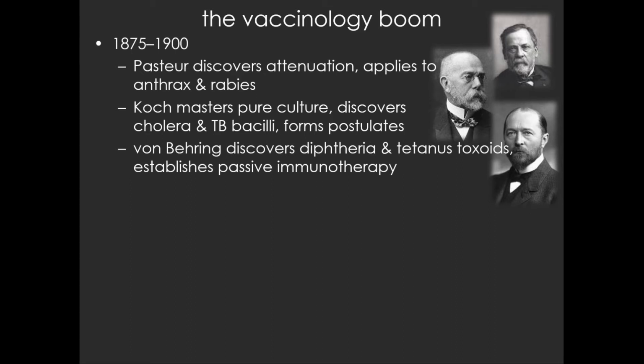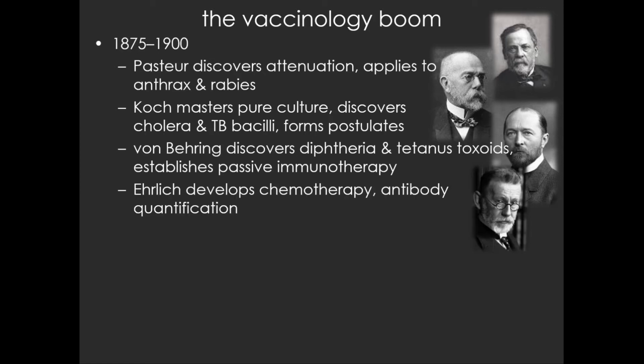It included work by von Behring, who discovered diphtheria and tetanus toxoids, so creating non-pathogenic toxins which could be inoculated into people to protect them from toxin pathology. Paul Ehrlich, who developed chemotherapy, not for cancer, but the use of chemical agents against microorganisms and antibody quantification.